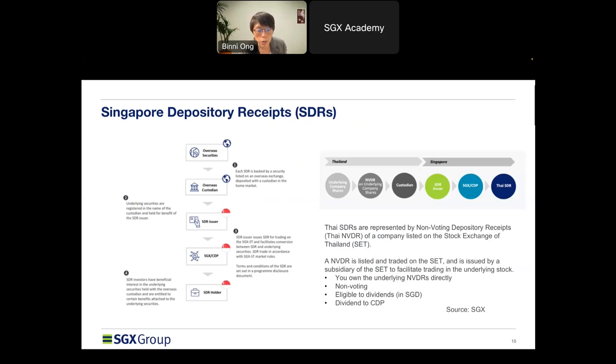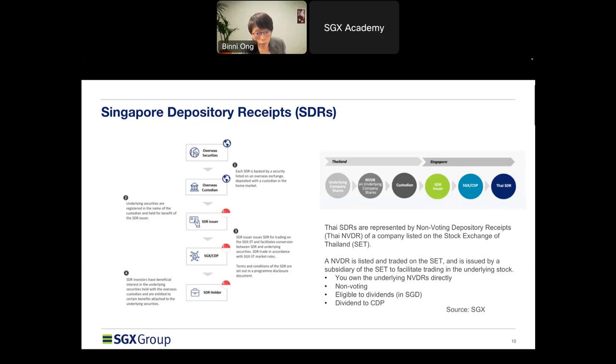Now, how does this SDR work? First, you don't really own the stocks. What you own is an NVDR, which is a Non-Voting Depository Receipt. The key thing is that you are still eligible for the dividends, and those dividends will already be converted to Sing dollars. That means you don't need to keep your dividends in Thai baht. It's already converted to Sing dollars, and the dividend is directly put into your CDP.